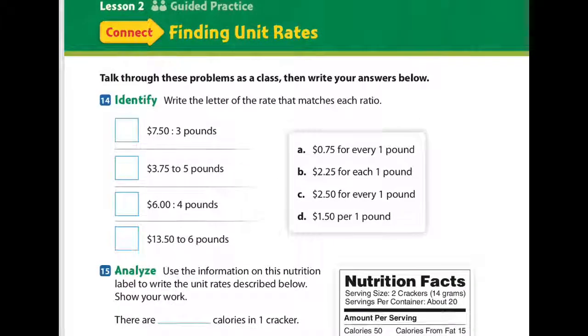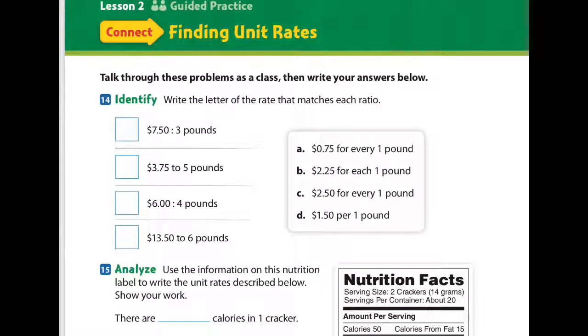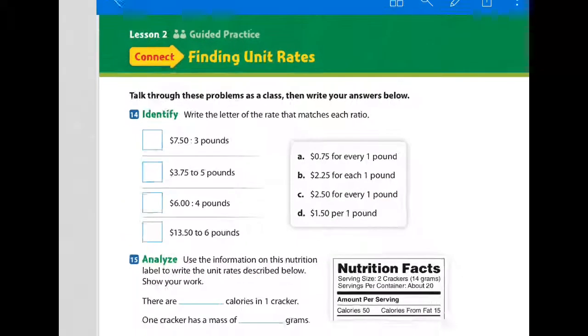Let's zoom in on 14. So we'll start with the directions. It says, talk through these problems as a class, then write your answers below. So 14 says, write the letter of the rate that matches each ratio. So notice over here, they're giving us ratios. And over here, they're giving us rates. And the reason I know they're rates is because in all of them the second number is a 1. Remember that. So now, what I'm going to do is find one of them, and you can do this with me, and then you are going to find the other three.